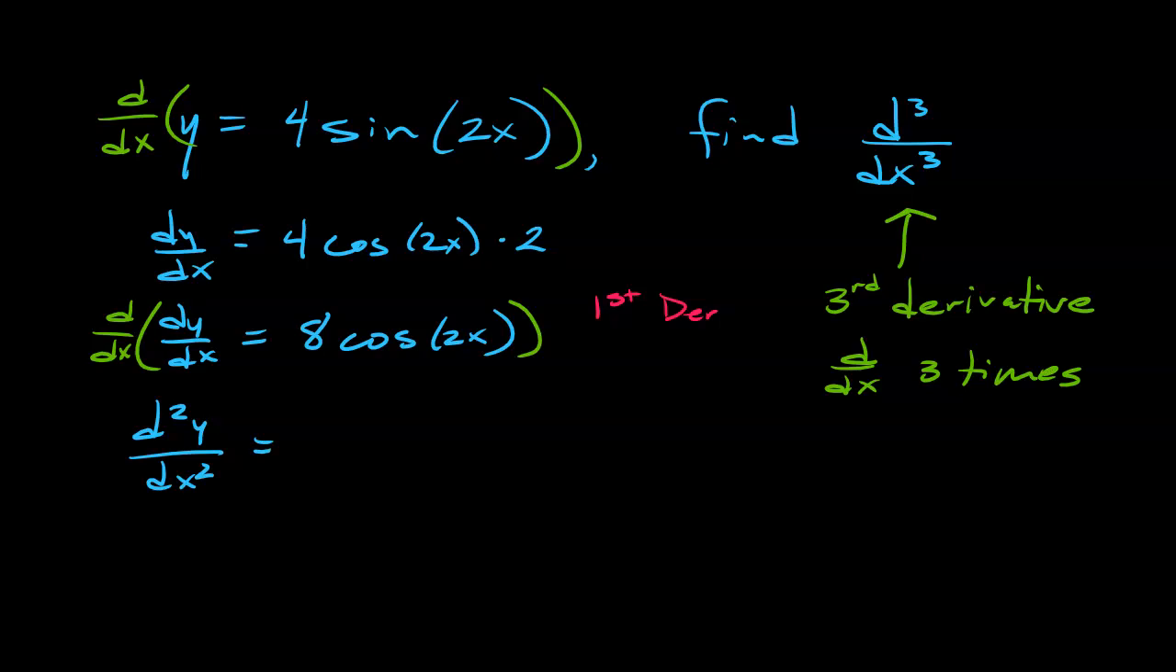And then the derivative of 8 cosine 2x. Well, the derivative of cosine is negative sine. And then I would have to multiply by the derivative of the angle again. So this would be negative 16 sine 2x. And this is the second derivative.